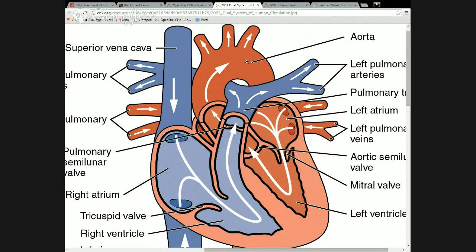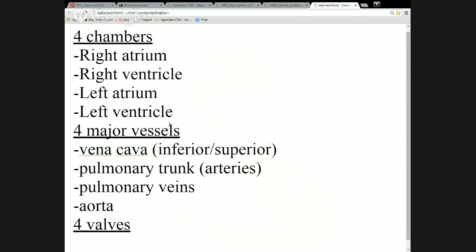So those are those eight things, again, presented in order based on how blood's flowing through the whole system. And then we have four valves. Now, I'm not going to present this quite the same way. I'm not going to say this valve and that valve and that valve and that valve in the order that the blood flows through them.